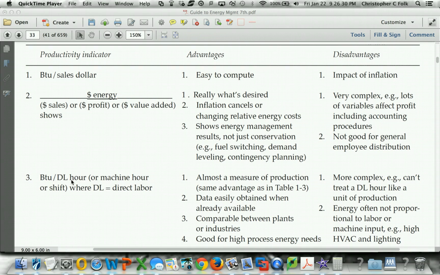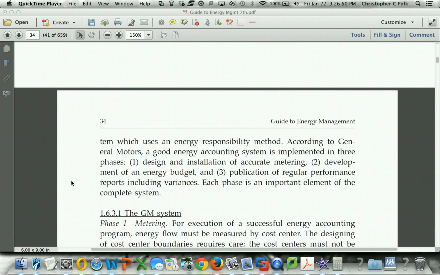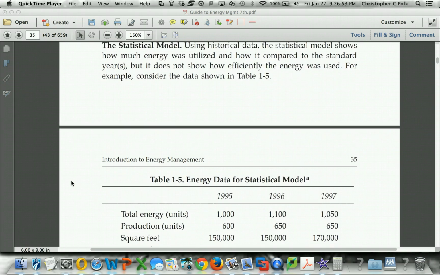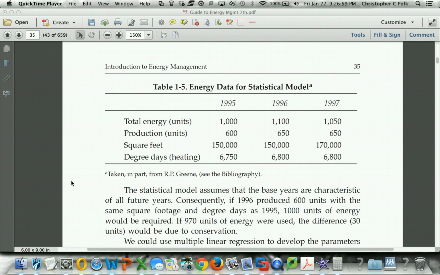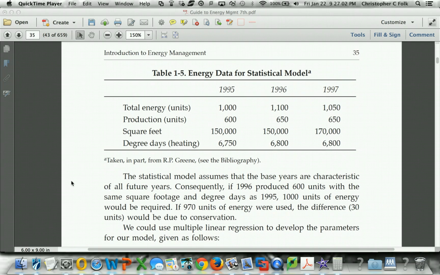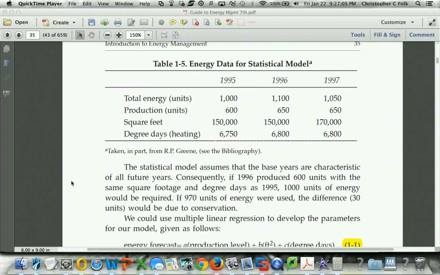Regardless of what index is going to be used, we're going to have to measure it, and we'll have to develop some sort of an energy budget. This book talks about two different types of budgeting. One is called a statistical method, and the other is called the engineering model. We're going to see both of these and some formulas for both of them in a couple more pages, on page 35. The statistical model is going to use Table 1-5, and notice it's looking at the energy units, the production, the square feet, and the degree heating days. So we can design this whichever way we want.